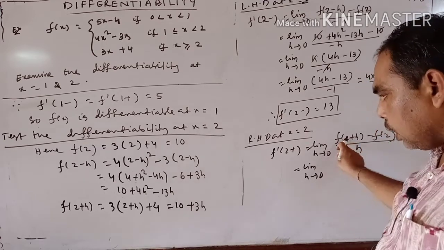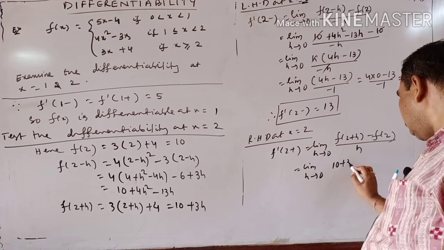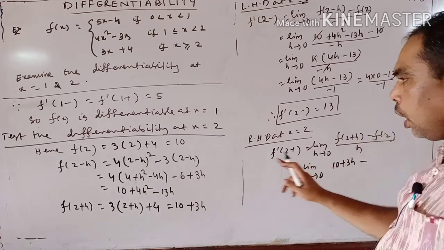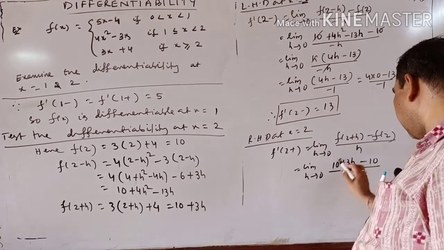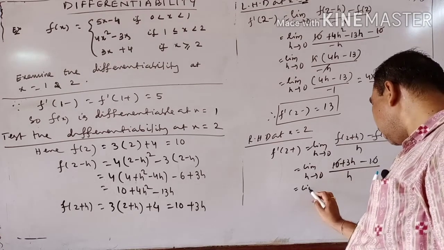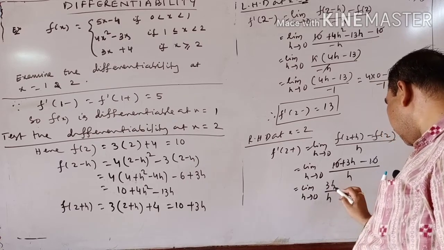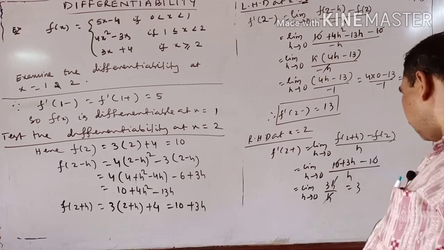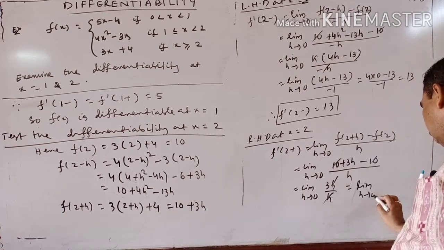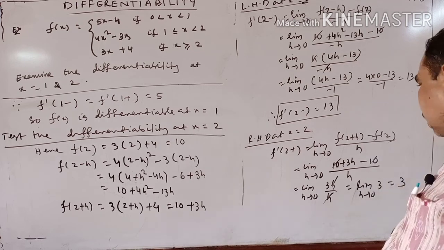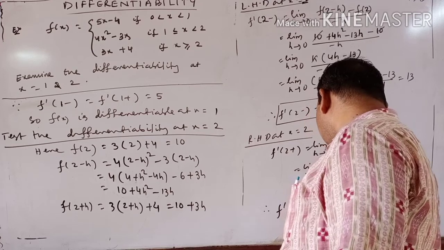What is f of 2 plus h? F of 2 plus h is 10 plus 3h. So 10 plus 3h minus f of 2, f of 2 is 10, divided by h. 10 and 10 cancel, so this is limit h tends to 0 of 3h by h. H cancels, so this is limit h tends to 0 of 3, the limit of a constant is a constant.